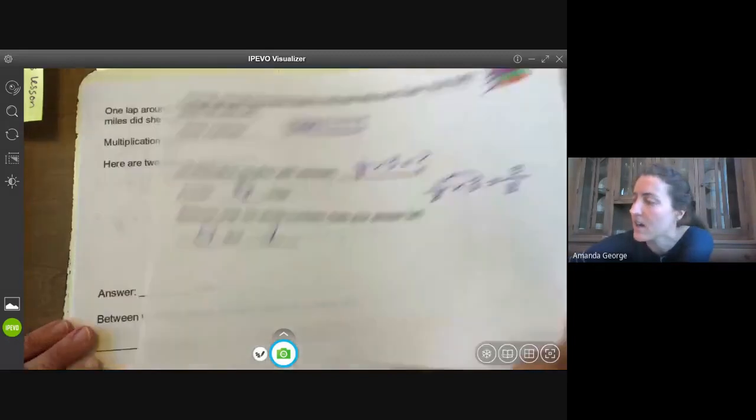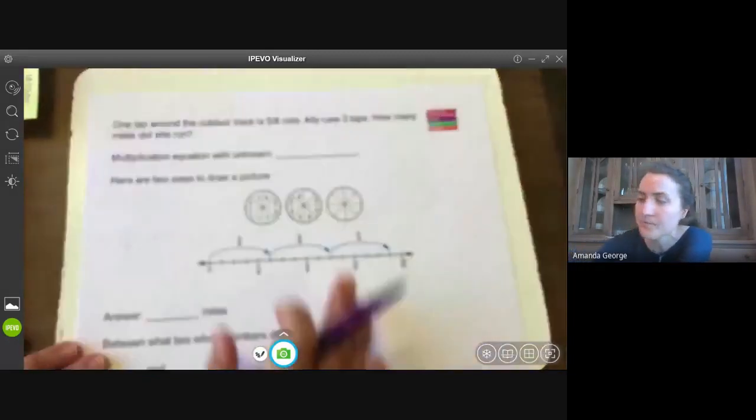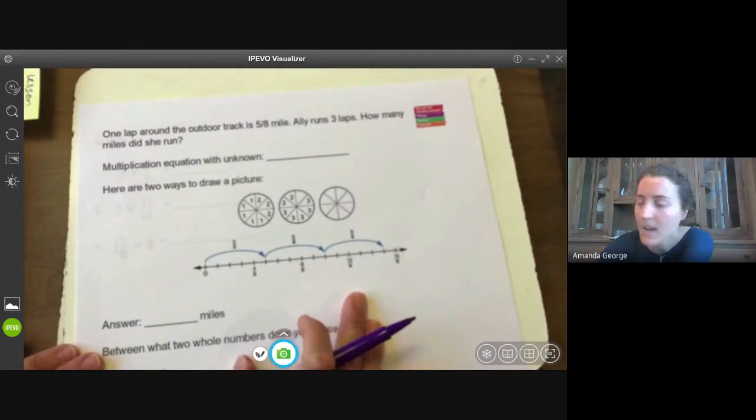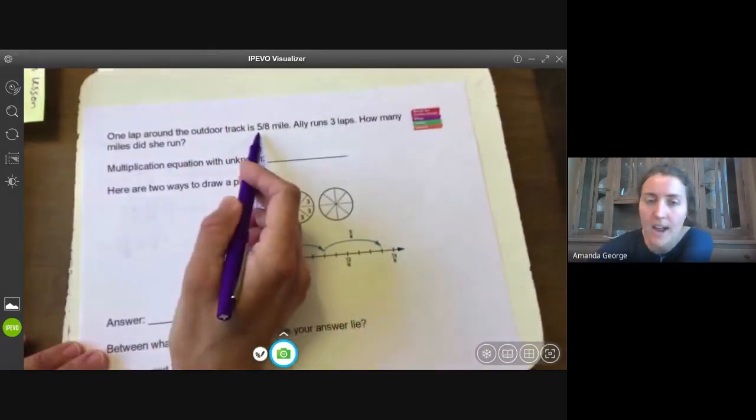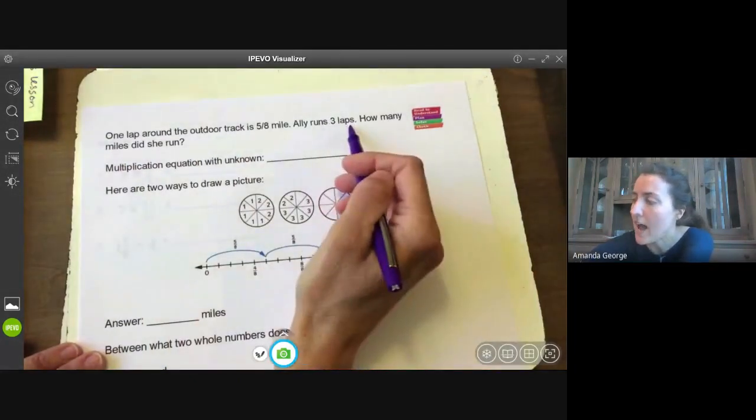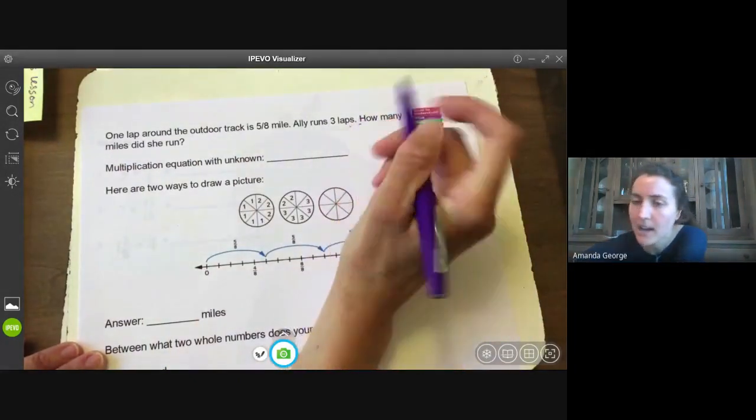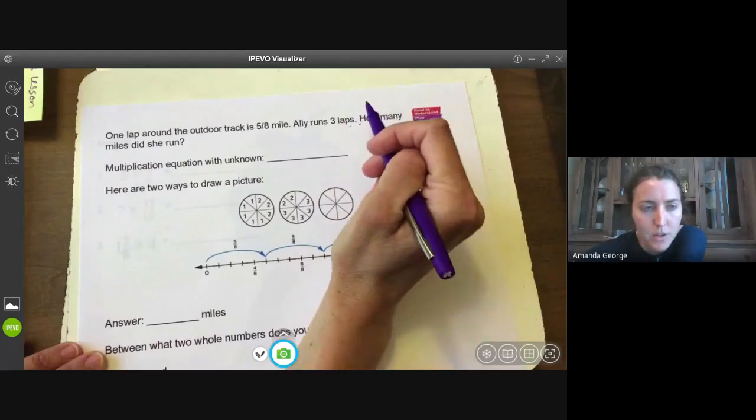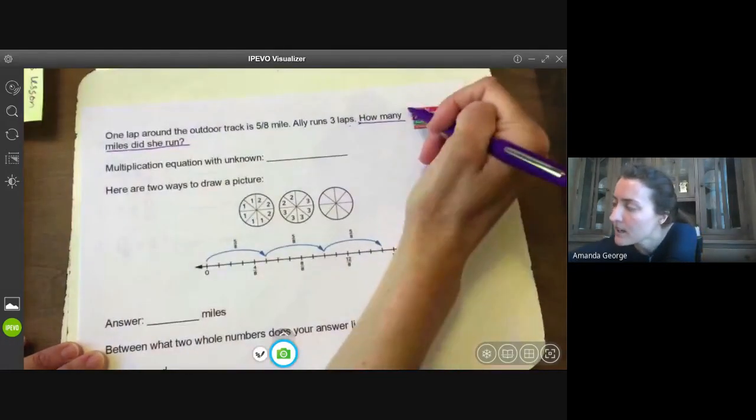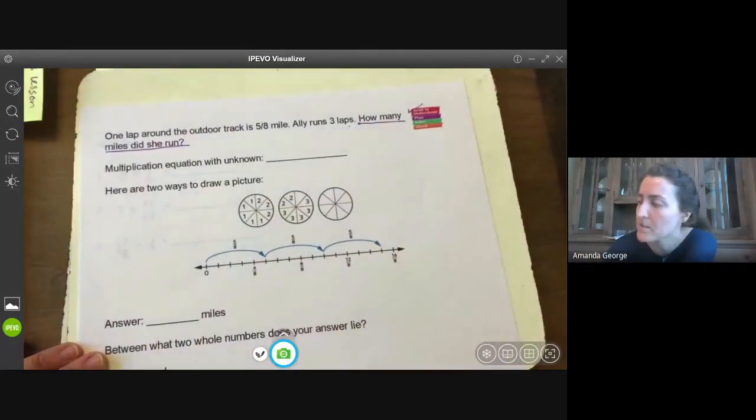Okay, let's look at another one. Now she's on an outdoor track. Okay, and 1 lap around the outdoor track is 5/8 of a mile. Allie runs 3 laps. How many miles did she run? Say the question with me. How many miles did she run? So we understand what the problem's asking.